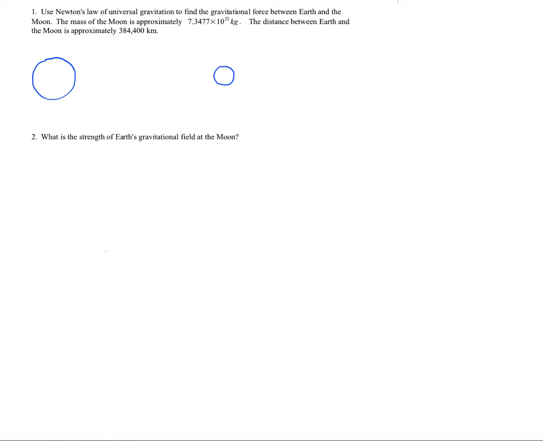So in order to calculate a gravitational force, we have to have two masses involved. This is going to be the Earth, and this one can be the Moon. We need the distance between them, and that's 384,400 kilometers, or in other words, 384 million meters.